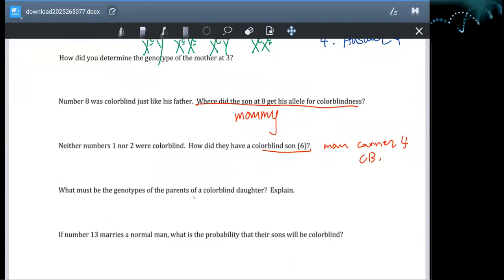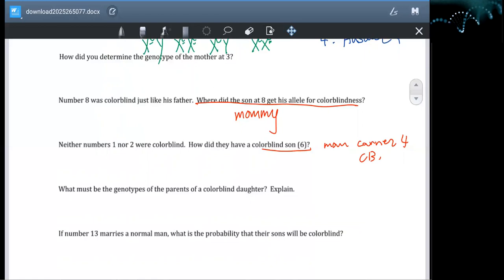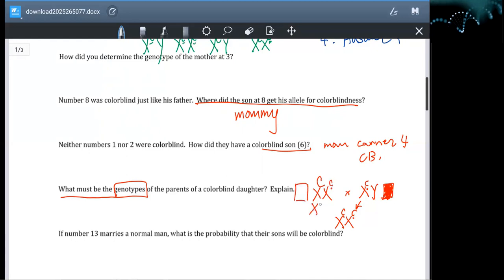Okay. Next question. What must be the genotype of the parents of a colorblind daughter? Okay, and explain. Now let's think this through. Well, the genotype must be XX and XY, because you have a female and a male that give rise to a colorblind daughter. And for the daughter to be colorblind, she must carry two little c's, that's affected. So for dad, what will dad give? Dad must be colorblind, right? Dad needs to give the little c to the colorblind daughter, so dad must be colorblind. What about mom? Well, mom actually can be two things. She can either be okay, but a carrier, or she can be colorblind herself.